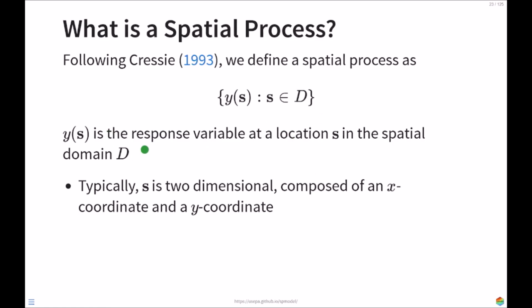So what are all those terms? Y of s is the response variable. It's measured at a location s in some spatial domain D. So typically with data that we work with, s is two-dimensional. It's composed of an X coordinate and a Y coordinate. So we have information at those XY coordinates, and those are taken with respect to some spatial area. Maybe it's a field, or maybe it's a state, something like that. That's what D is.